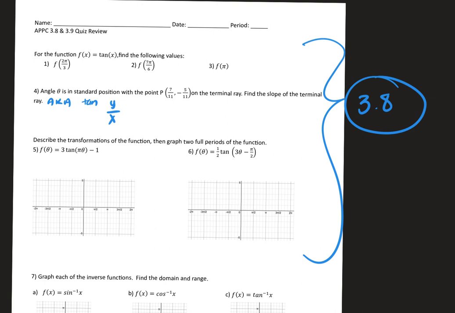And then 5 and 6 are where you start to graph it. So I'm going to go over an example for 5 and 6, if you want to add a page to the bottom of your notes. We're going to review the graphing. Any questions before I get to that? Are we good on 1, 2, 3, and 4? This is section 3.8.